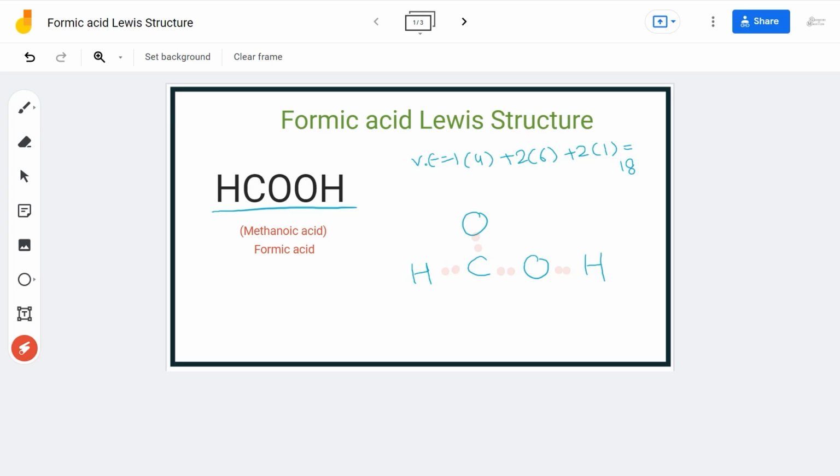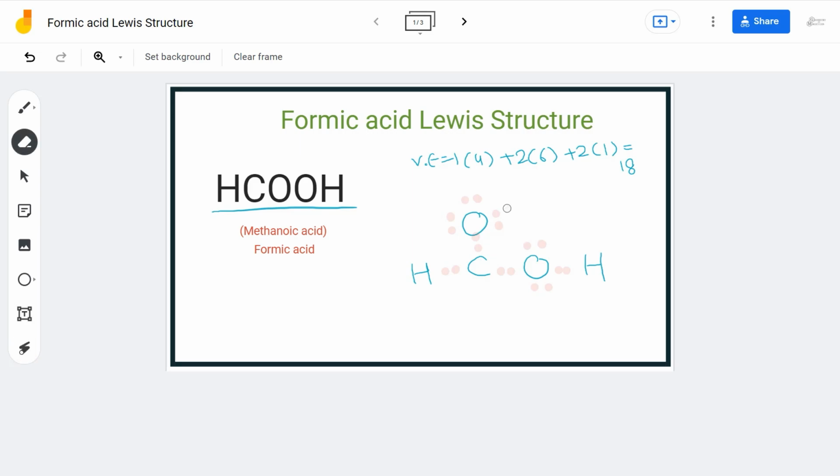Now the hydrogen atom here has completed its outer shell. This oxygen needs 6 more electrons, this one needs 4 more electrons, and carbon here needs 2 more electrons to complete its octet. So let us assign 3 electron pairs to this oxygen atom and 2 electron pairs to this one right here. This way we have used all our valence electrons, but the carbon atom here is still short of 2 electrons for completing its outer shell.